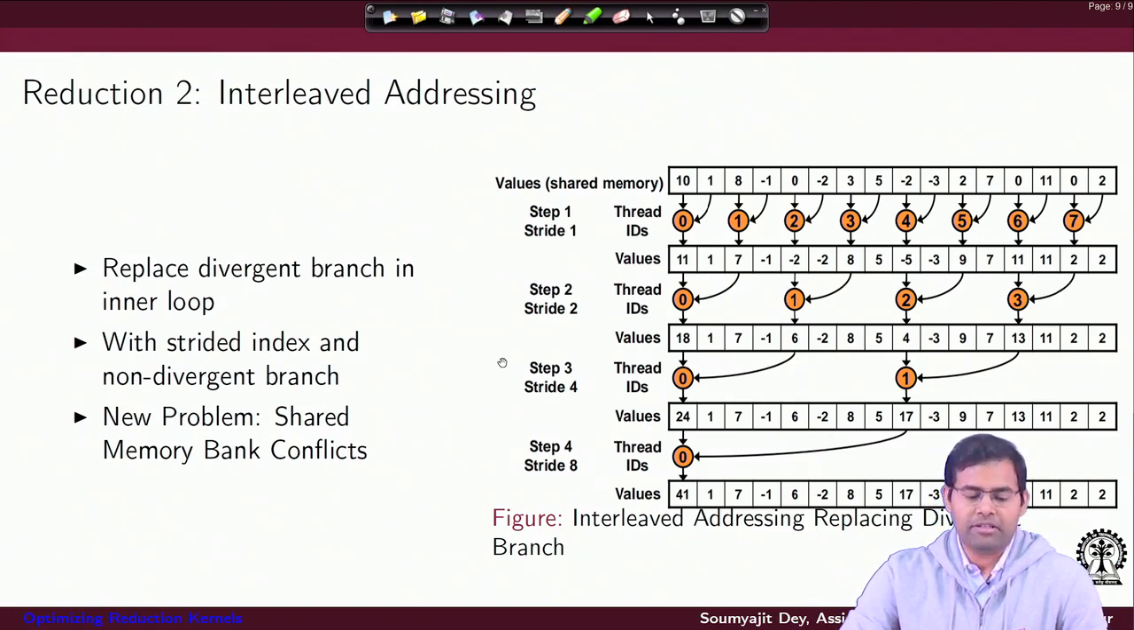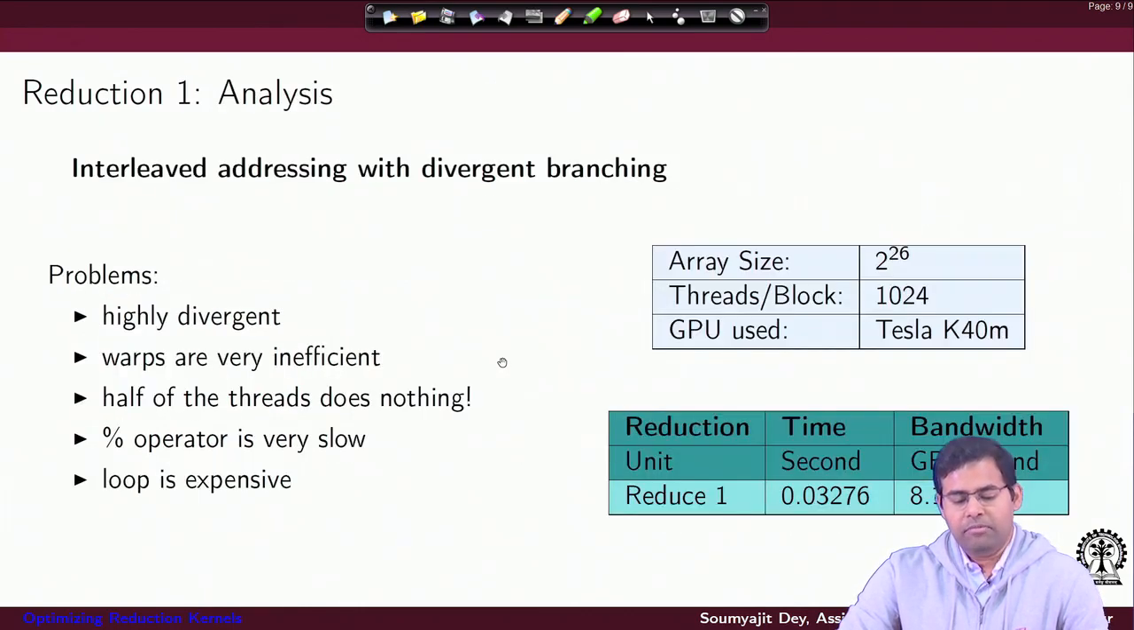That means the first thing is I would like to remove the divergent branch from the inner loop, right, and also remove this divergence, but still of course I will use strided index that will help me remove this percentile operation, and also the situation that in every execution of the warp, consecutive half of the thread IDs actually diverge, right? Now how can we do that?